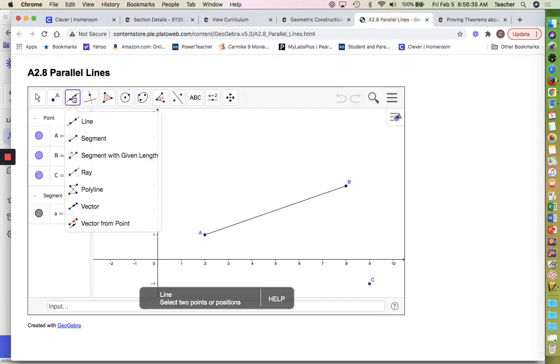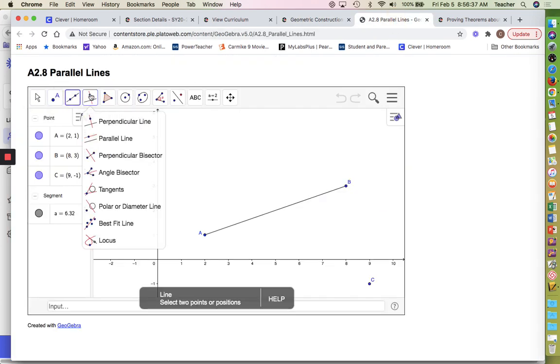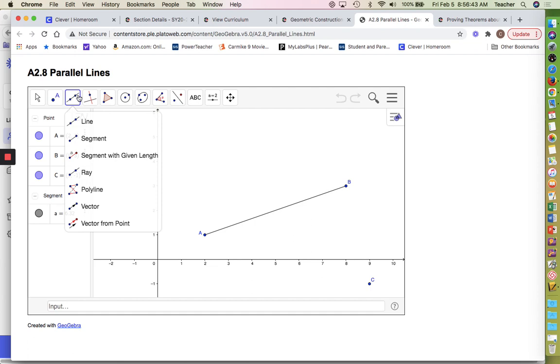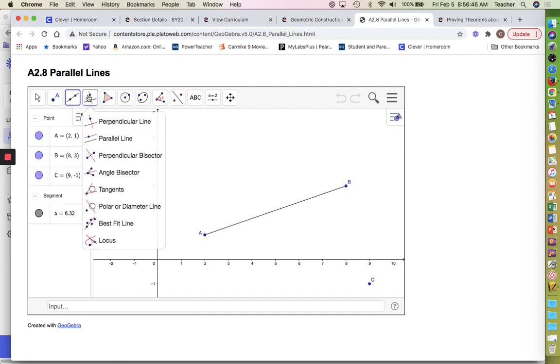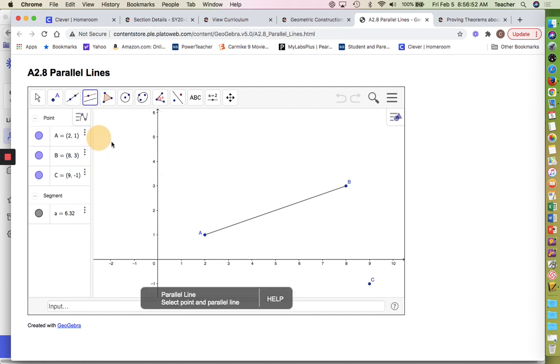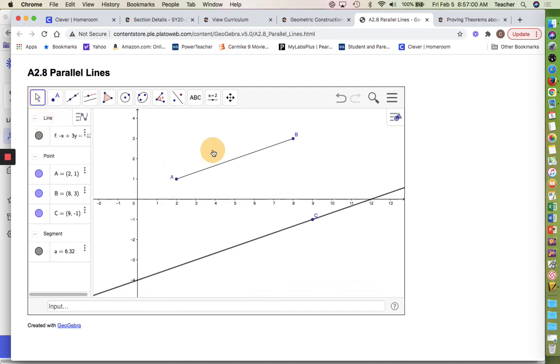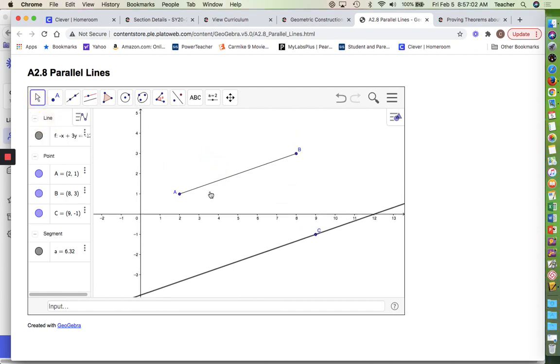So my parallel is going to be, I believe, the fourth one over. Parallel lines, where are you? Oh yeah, it is the fourth one over. I just overlooked it. So fourth one over, second down is parallel. So we're going to select the point and the line that it's parallel to. And I get a new line. Let me move this out so you guys can see it some. There we are. So there's my original segment. There's my new parallel line.